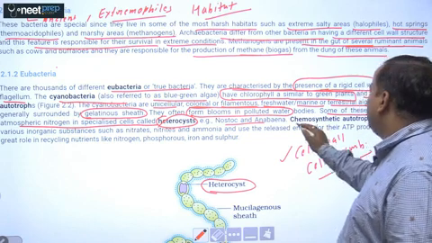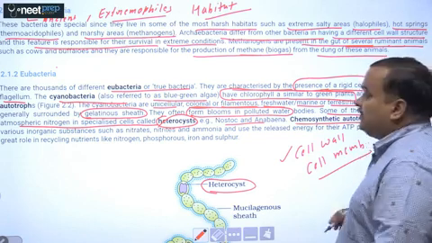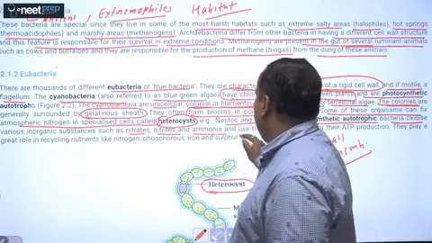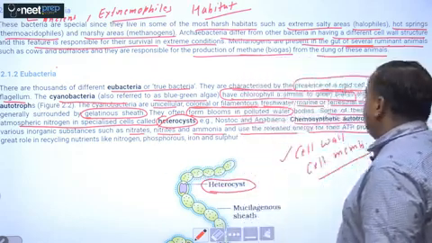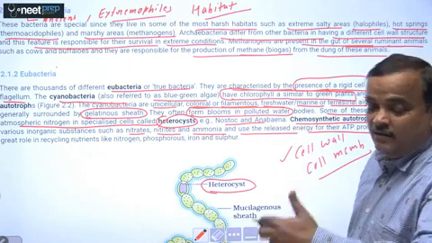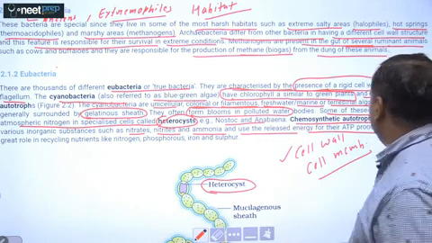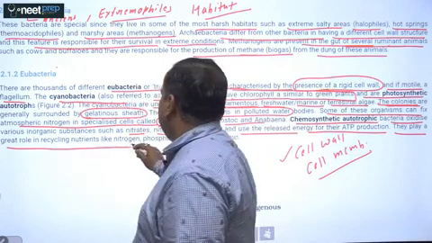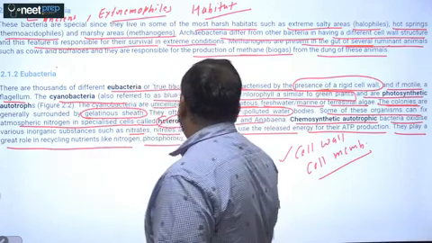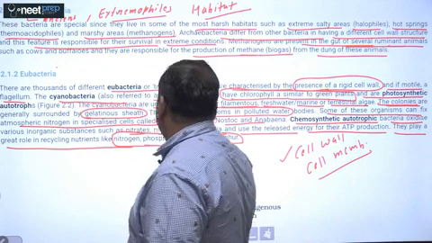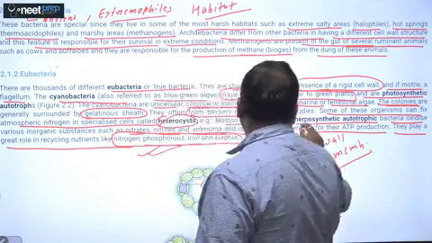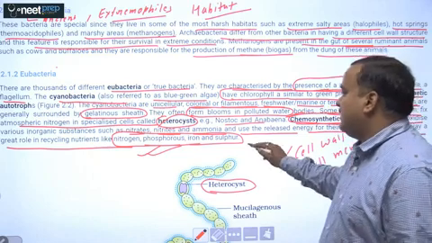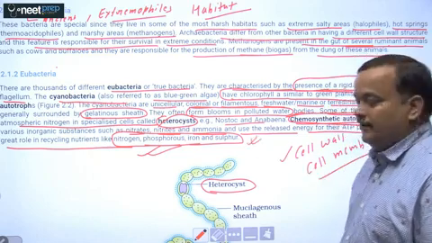Then we have chemosynthetic autotrophic bacteria which can oxidize inorganic substances such as nitrate, nitrite, and ammonia and use the released energy for their ATP production, and that ATP is utilized for production of food. They play a great role in recycling nutrients like nitrogen, phosphorus, iron and sulfur. So these chemosynthetic autotrophic bacteria play a very important role in cycling of nutrients like nitrogen, phosphorus, iron and sulfur.